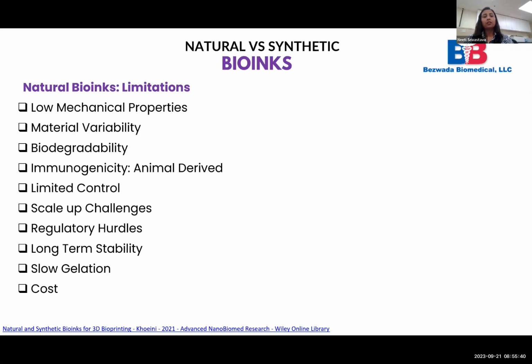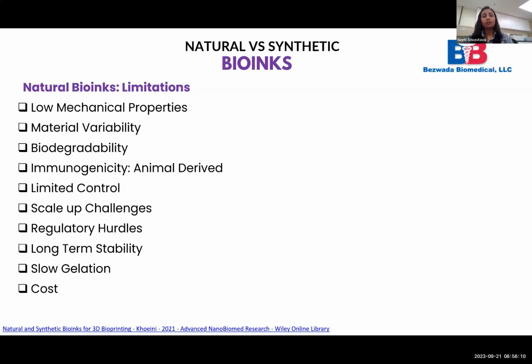They don't always possess good mechanical properties that are required for specific tissue engineering or organ printing applications. They can be less stable and durable compared to synthetic counterparts, limiting their use in load-bearing tissues or complex organ structures. And also they're often derived from biological sources. The ink can vary depending on the source, that can lead to inconsistencies.